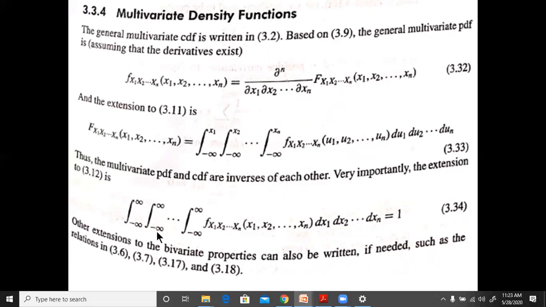Also, the total area under the curve should be equal to 1. That's why integrating the whole of the PDF from minus infinity to infinity will give us the value of 1.